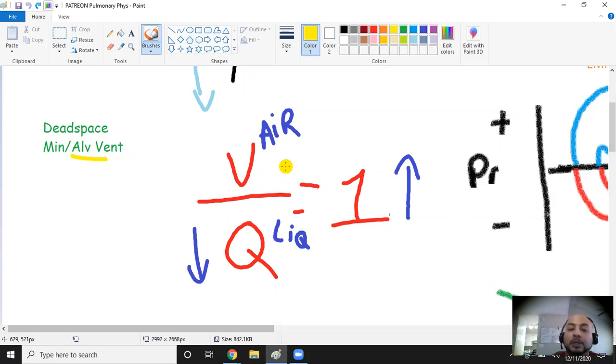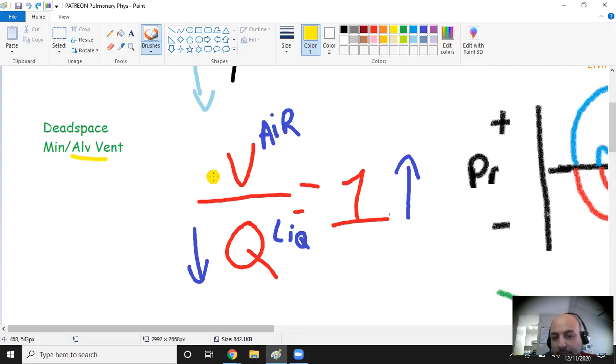So how do I increase 1? Maybe I decrease Q or I increase V. You see that? How do I decrease 1? Maybe I increase Q or I decrease V. See? It's the same idea. Okay, very important to remember. So this is how we play with this, right? Now, we're going to continue talking about VQ mismatch in a second.